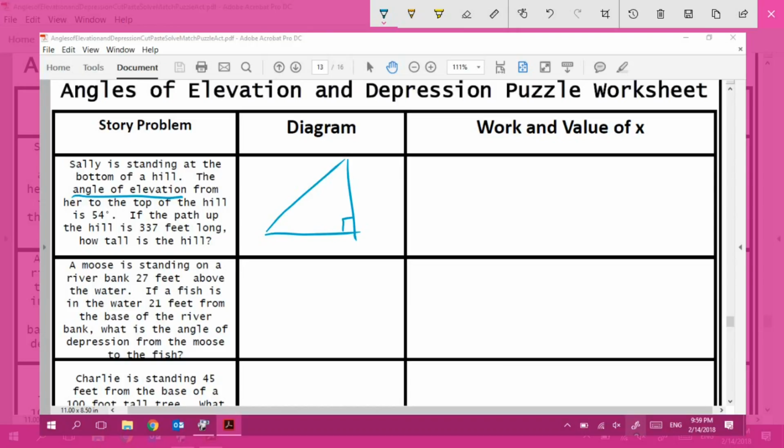The angle of elevation from her to the top of the hill is 54 degrees. Angle of elevation is always between the horizontal line and line of sight. That's going to be right here, 54 degrees. That means Sally is over here.